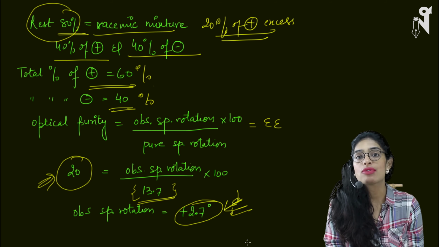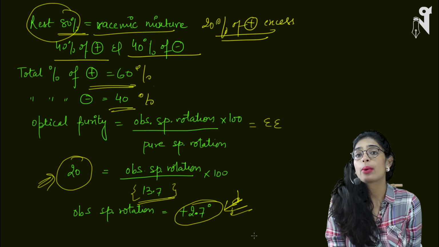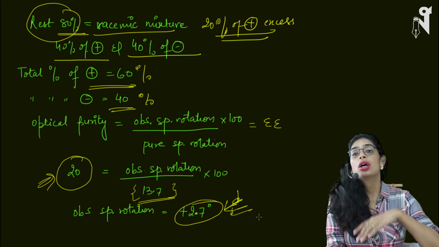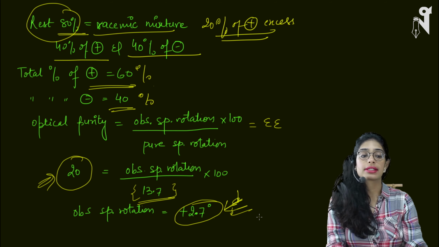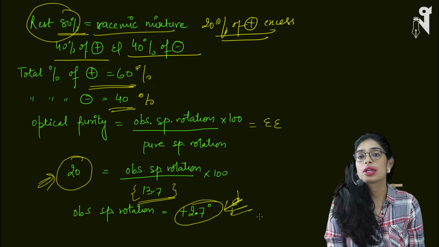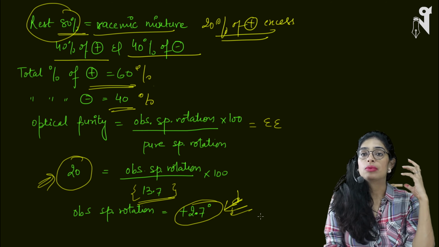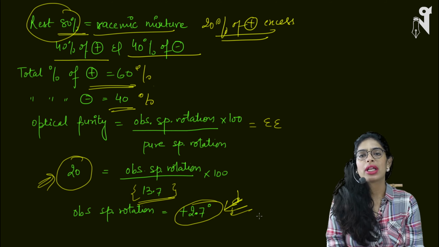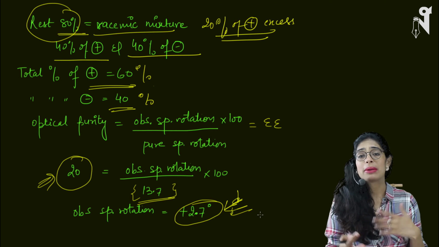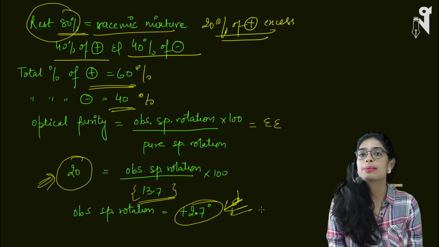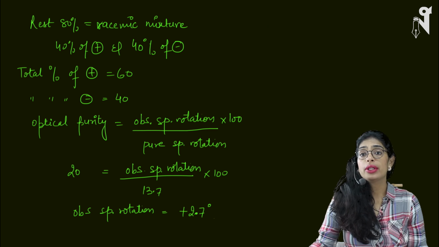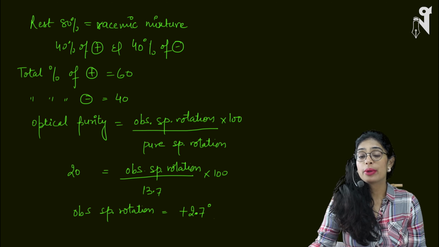So this is how you have to calculate. Exactly this way you will get questions on specific rotation, optical purity, enantiomeric excess, or finding out the percentage of one particular type of isomer. These kinds of questions are very common. Go through it. I don't think there is much complexity in these types of questions. They'll be straight, simple questions. The only thing is you should know how to use the formula. So here we are done with enantiomeric excess.